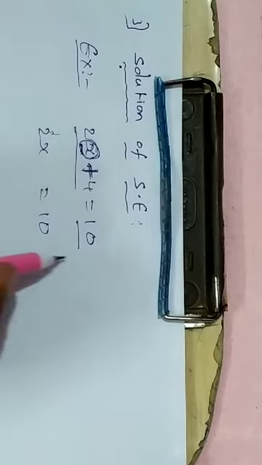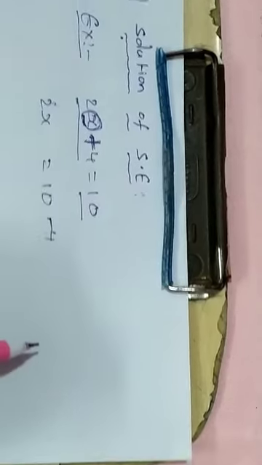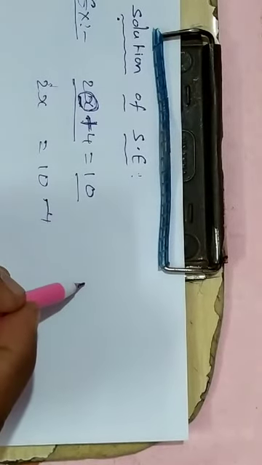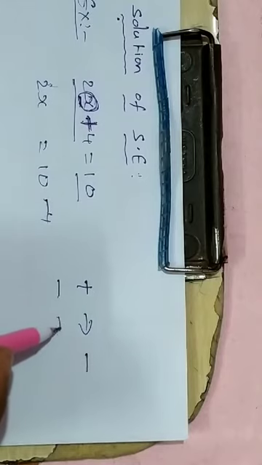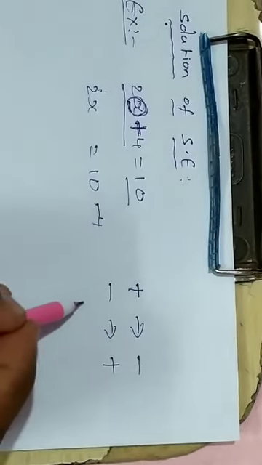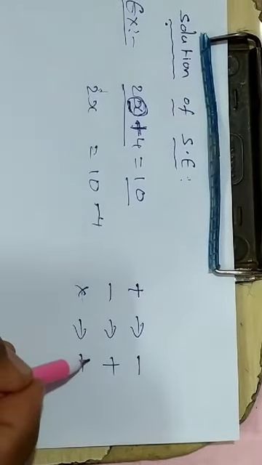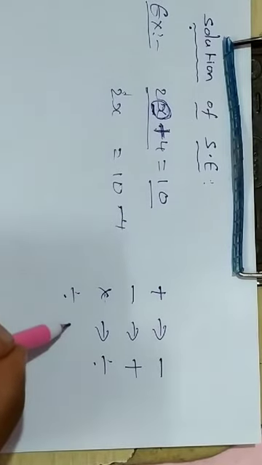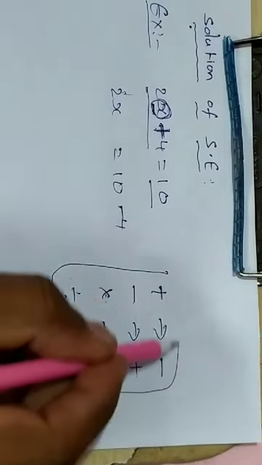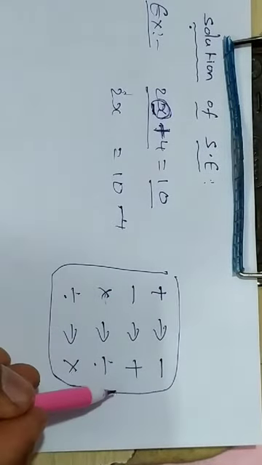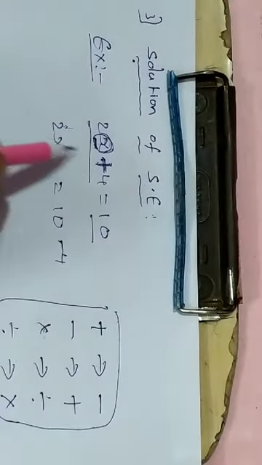Plus 4 will become minus 4. So according to the transposition rule, plus value will become minus and minus value will become plus, and multiplied will become divided by, and divided by will become multiplied. Yes, in the transposition rule we have to change the sign like this. Okay, so here we want to find x only.